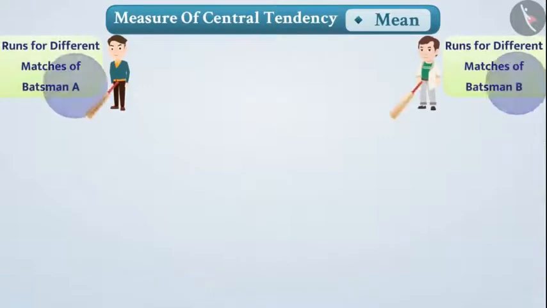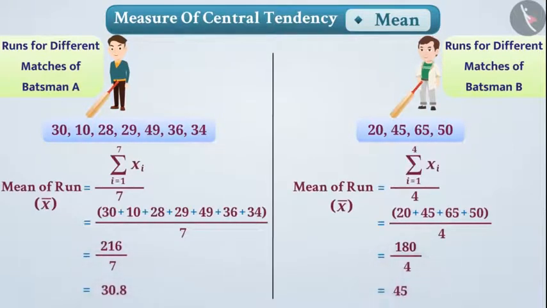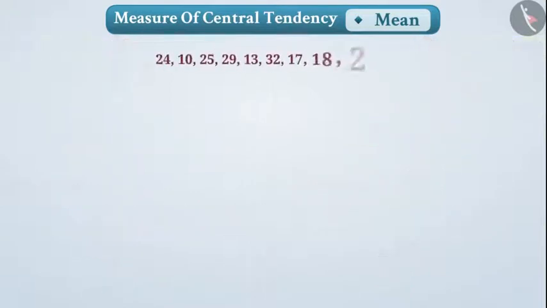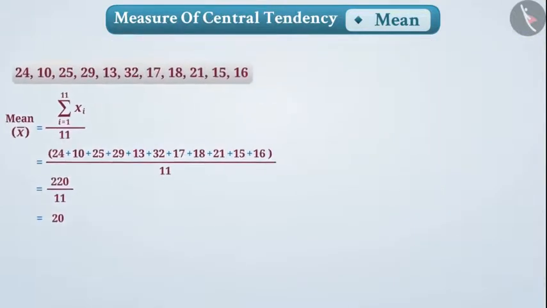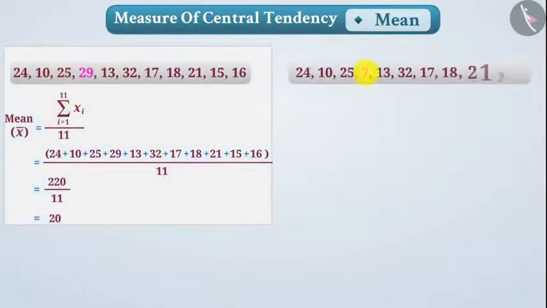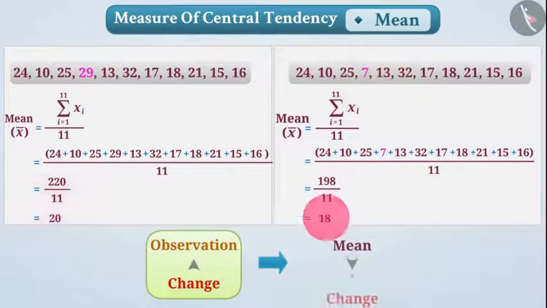Similarly, if we have to compare the performance of two batsmen, then it will be more useful to compare them by finding the mean of their runs. Here are some observations. Their mean is 20. If we change the observation 29 and write 7, then with the new observation, the mean is 18. In this way, the mean depends on all observations. If there is a change in an observation, then the mean also changes.